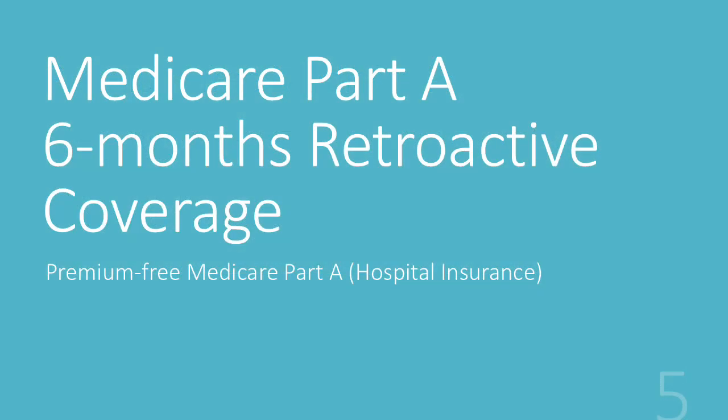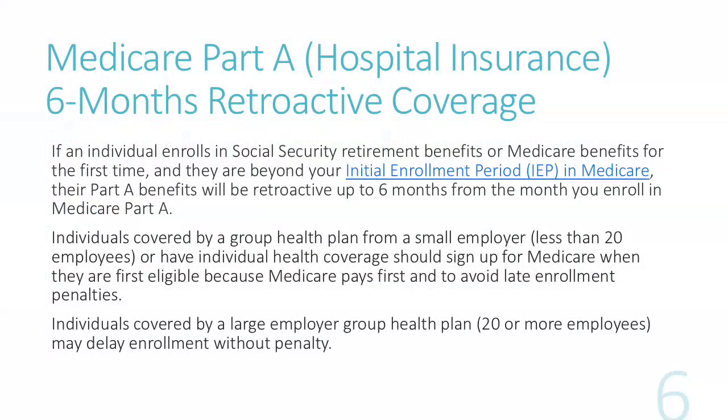Next, let's discuss premium-free Medicare Part A hospital insurance and the 6-month retroactive benefit coverage period. Medicare-eligible individuals who enroll in Medicare benefits for the first time, who missed their initial enrollment period when they first turned age 65, and are eligible for premium-free Medicare Part A, are covered retroactively up to 6 months from the month they enroll in Medicare. So let's look at an example.